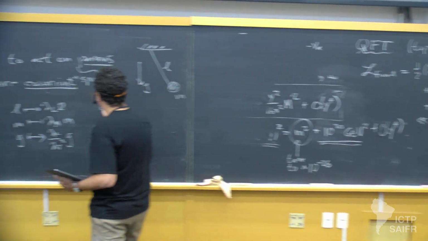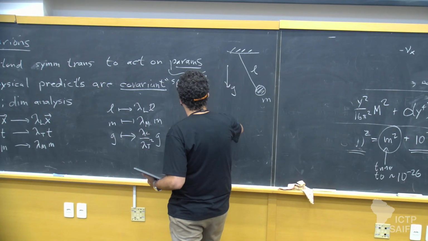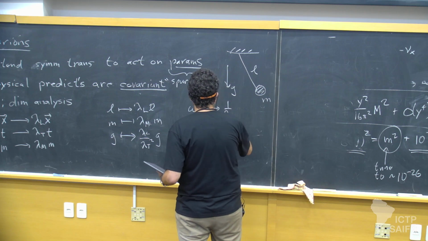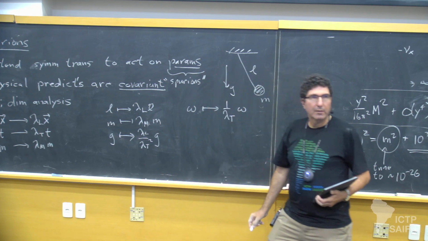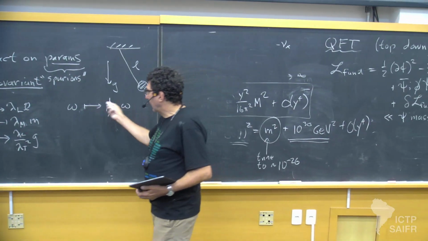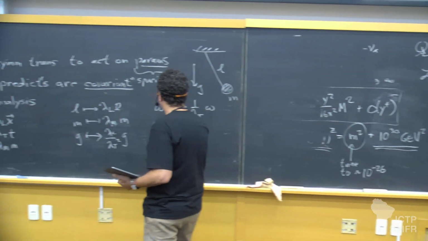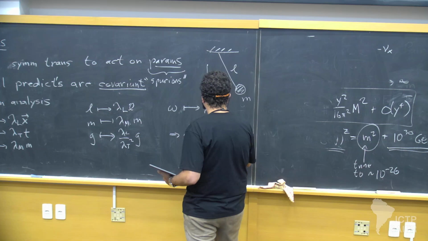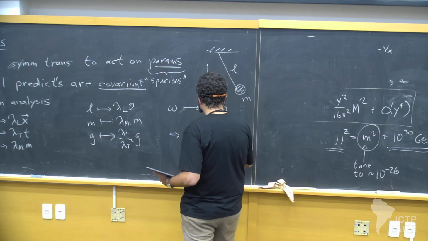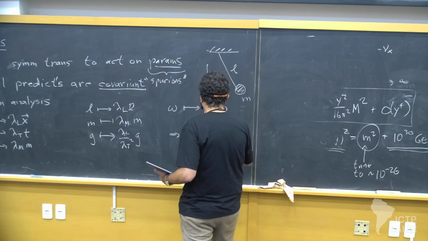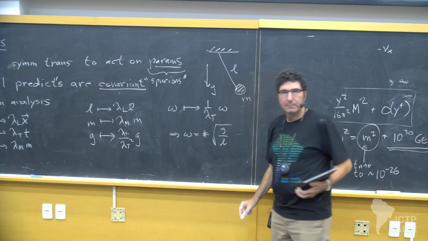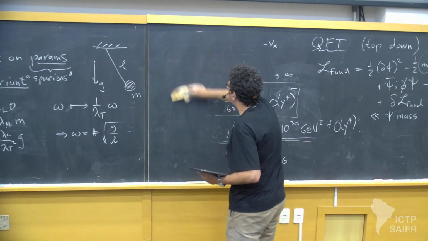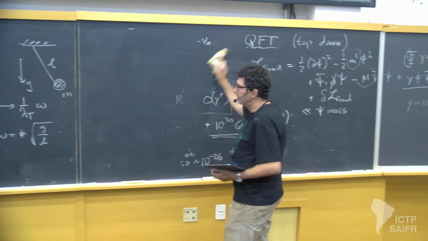Let's say I'm interested in the frequency of the pendulum. Well, the frequency of the pendulum also transforms, right? It transforms as 1 over lambda t. Okay? And now, if I want to write omega as a function of these things, this tells me that the only thing I can write is some number times the square root of g over L, right? I actually couldn't decide whether it was L over g or g over L for a little while. All right, okay?